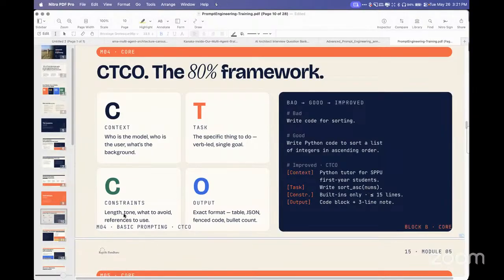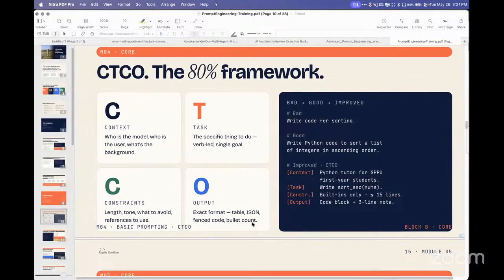Then constraint is regarding the output: what tone we want, or what length of output we want, or what exactly we don't want in our output. All these constraints, or all the parameters regarding the output, we will provide under the constraint. And the output is an exact format: a table, JSON, fenced code, or bullet count.